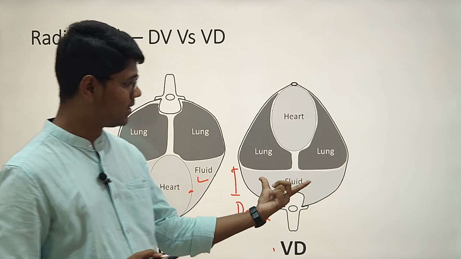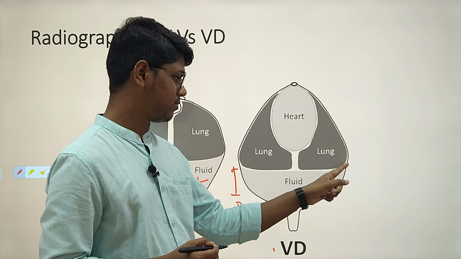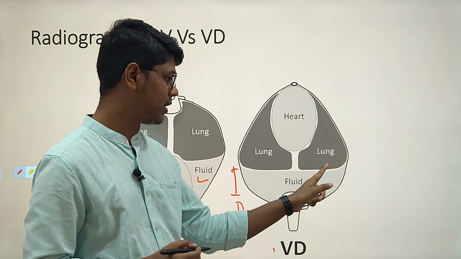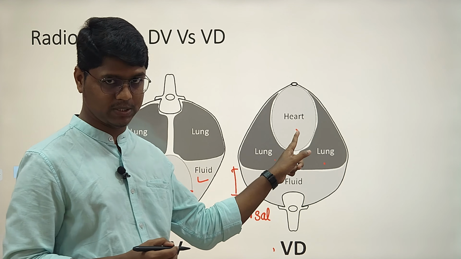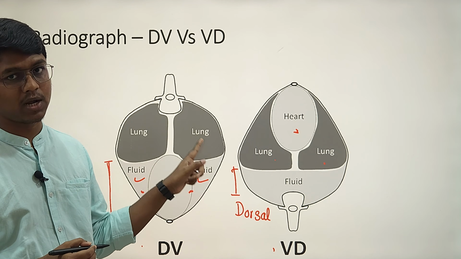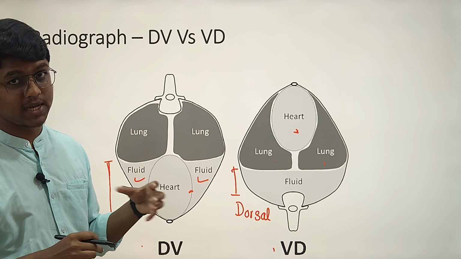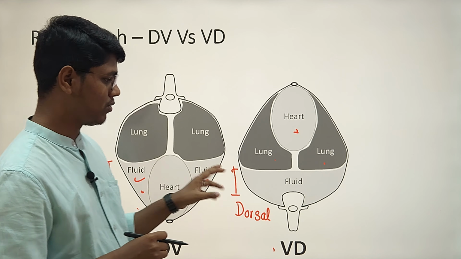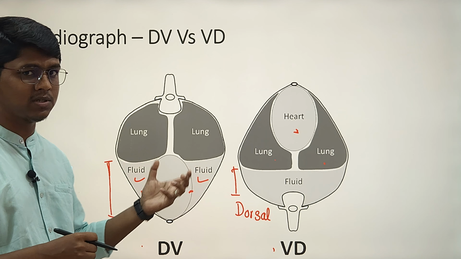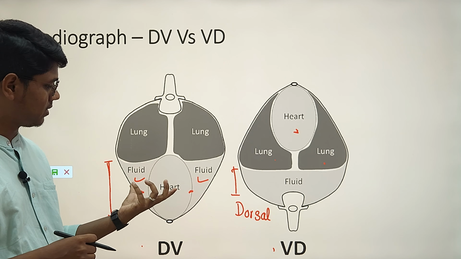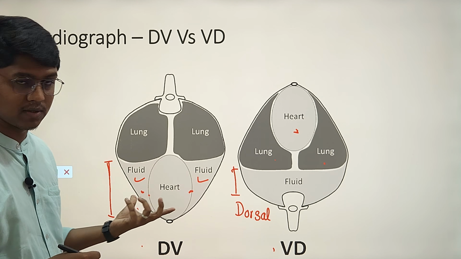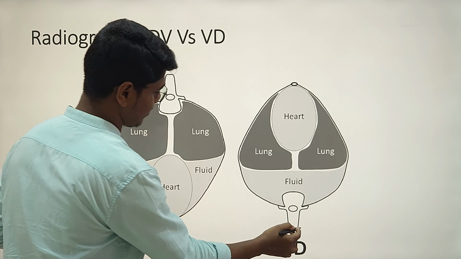While in VD, you can see the heart, the contrast has been provided by the lungs, so the heart will be visible. It is one of the findings for differentiating, the pathognomonic lesion for diagnosing pleural effusion. Now you understood how the fluid distribution helps or hinders visualizing the cardiac silhouette. Okay, let us see some radiographs so that you can identify.